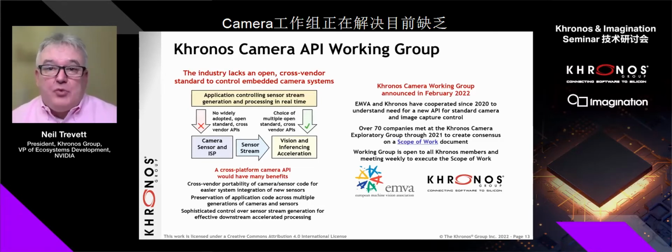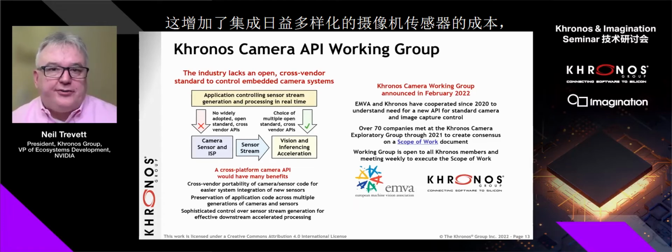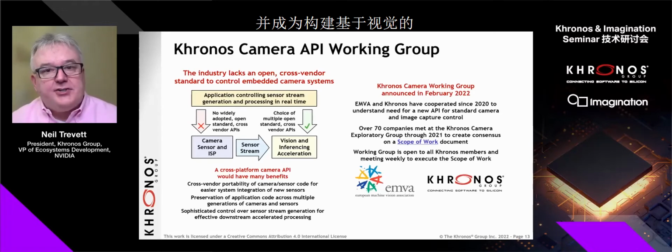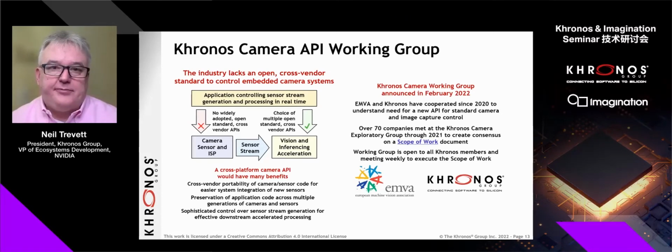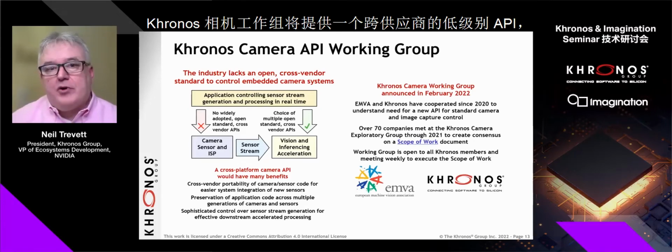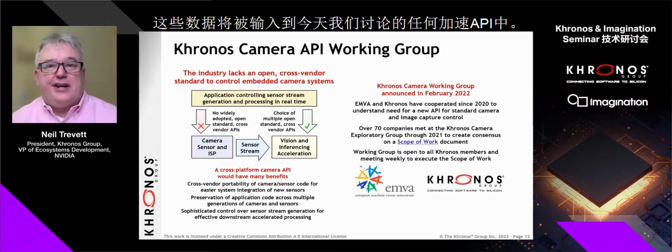The Camera Working Group is addressing the lack of an open standard API for portable control of embedded camera runtimes. This is increasing the cost of integrating a widening diversity of camera sensors, and has become a major constraint on innovation and efficiency in building vision-based systems. The Khronos Camera Working Group will provide a cross-vendor, low-level API for sophisticated control over sensor stream generation to feed any of the acceleration APIs that we have been discussing today.